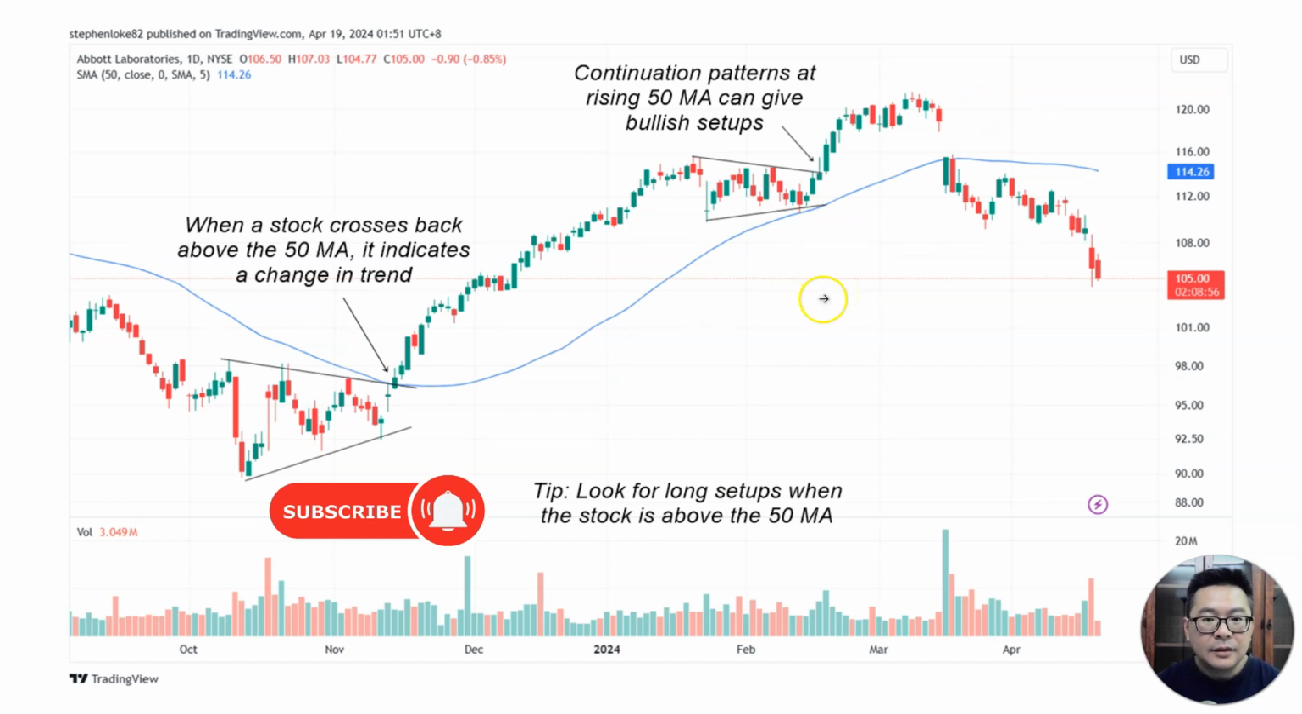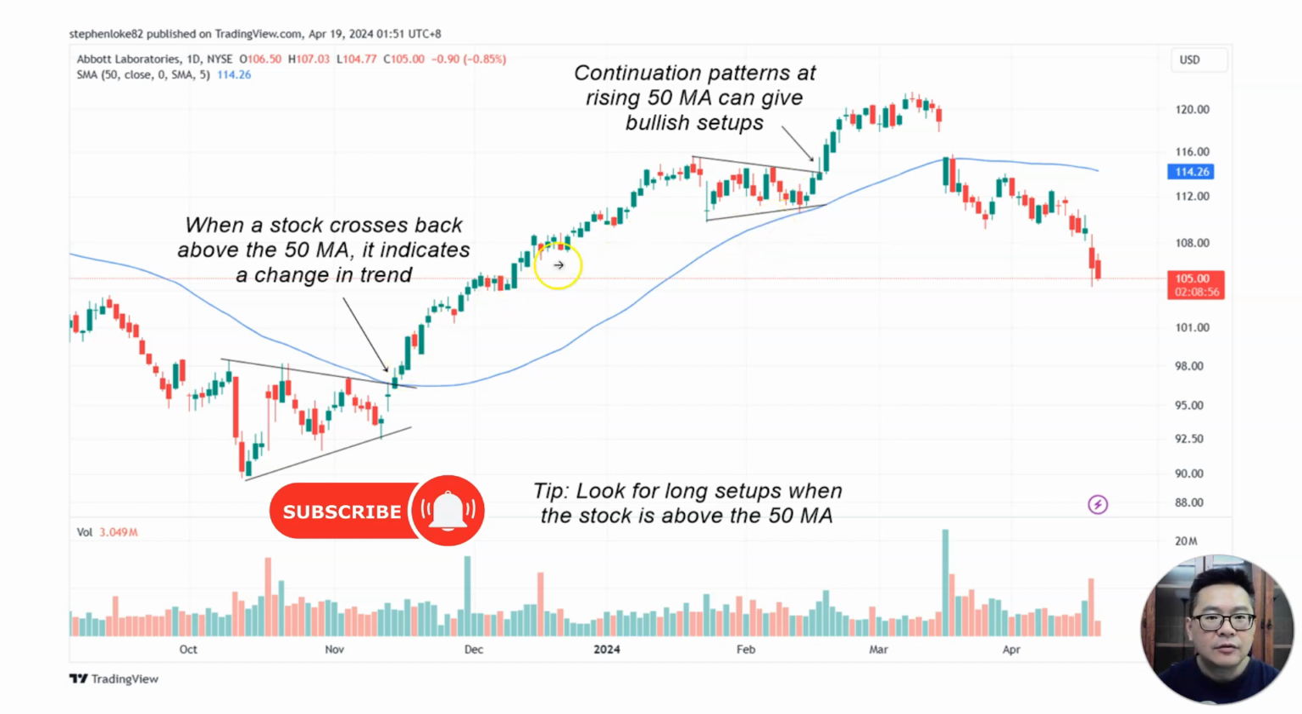Here's a tip: look for long setups when the stock is above the 50 MA. When a stock is rising and above the rising 50 MA, you should look for continuation patterns, because many times they work quite well.